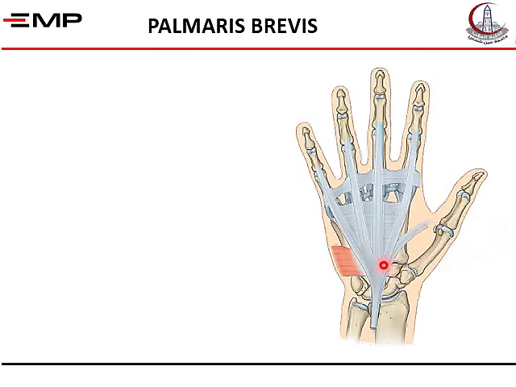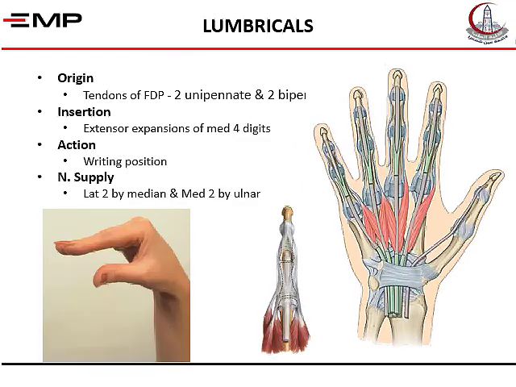The palmaris brevis muscle is one muscle that lies in the superficial fascia. It's attached to the medial side of the palmar aponeurosis and to the deep fascia of the hand. It hollows the palm, making the grip better, and it is supplied by a superficial branch of the ulnar nerve. We have four lumbrical muscles.